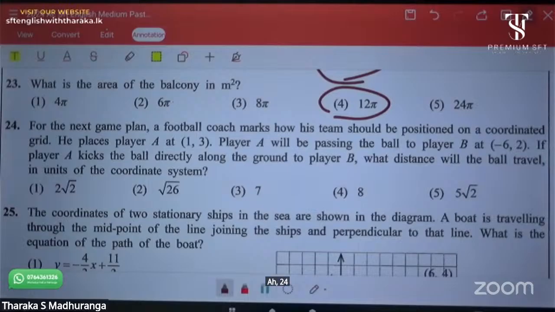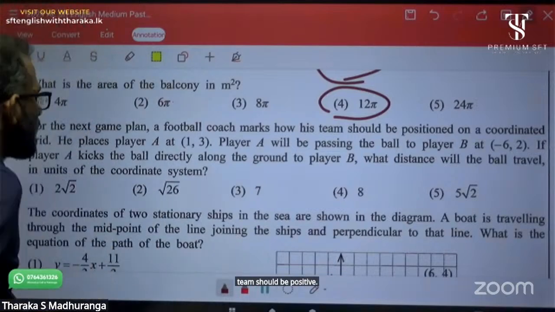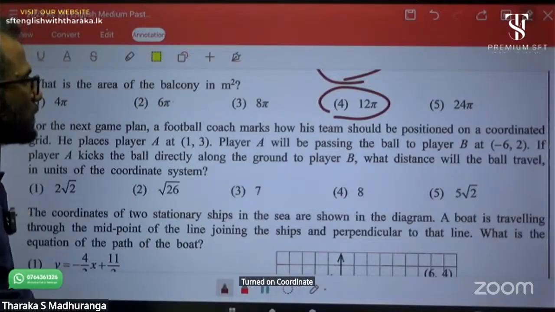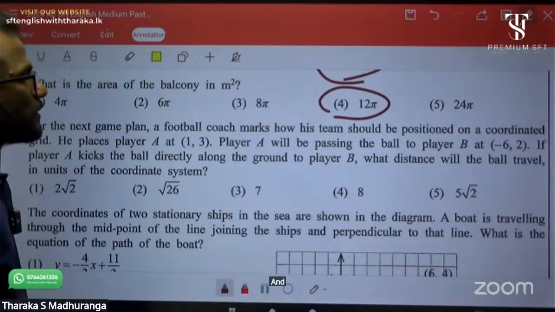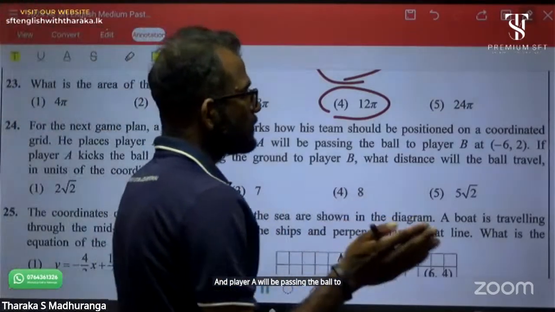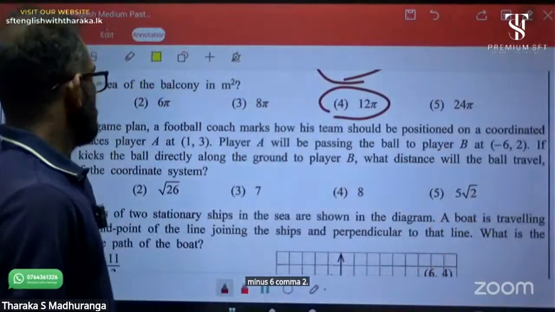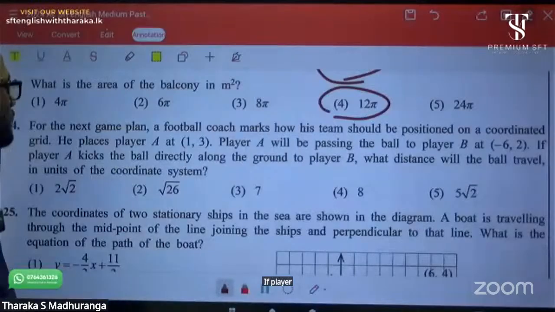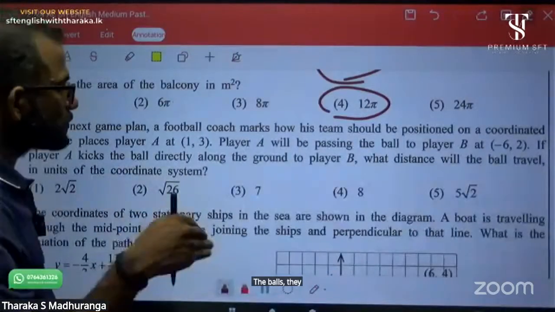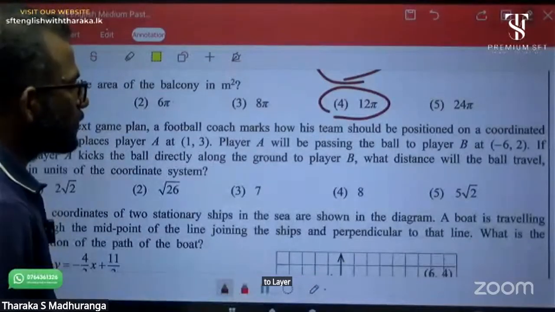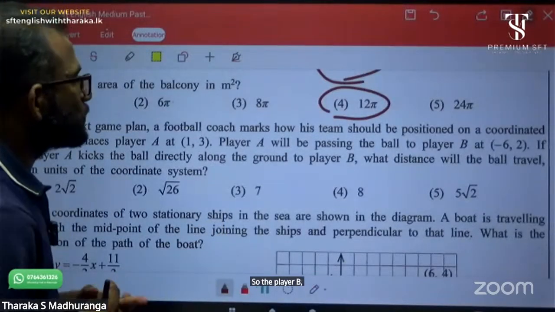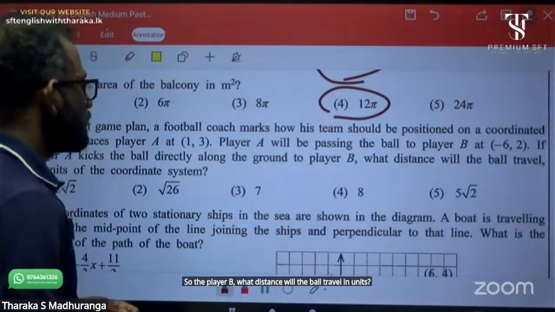Very simple. For the next game plan, a football coach marks his team positions on a coordinate grid. He plans to place player A at (1,3) and player A will be passing the ball to player B at (-6,2). If the player kicks the ball directly along the ground to player B, what distance will the ball travel in units? Coordinate system.